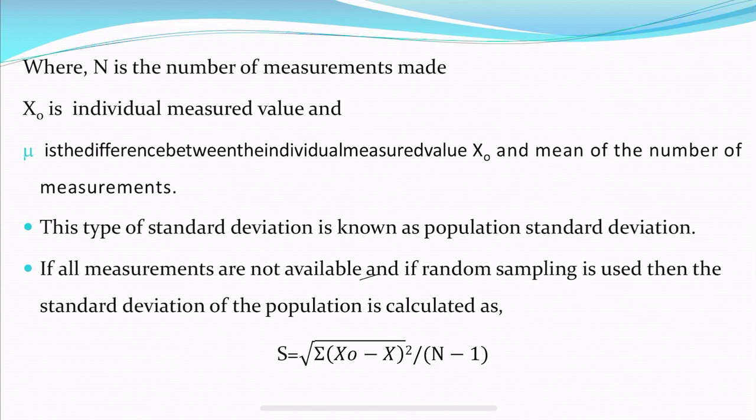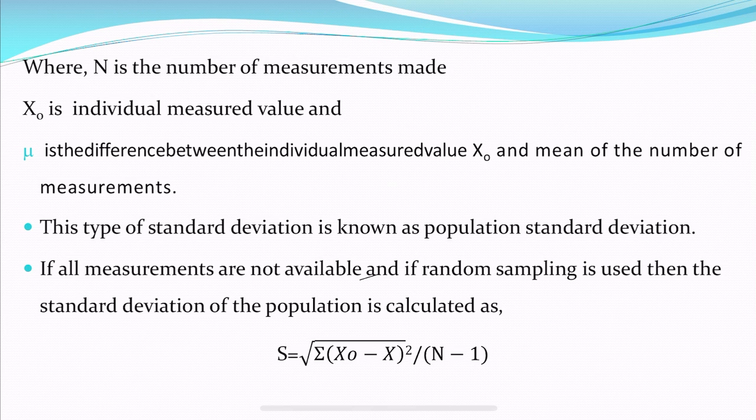If all measurements are not available and random sampling is used, then the standard deviation of the sample is represented by capital letter S, which is equal to the square root of epsilon into x naught, the observed or measured value, minus x bar, the mean, the whole square, divided by n minus 1.